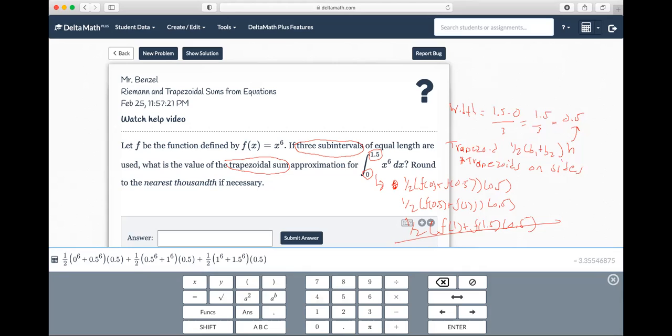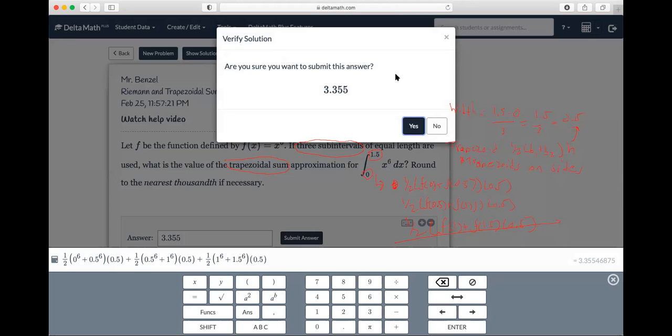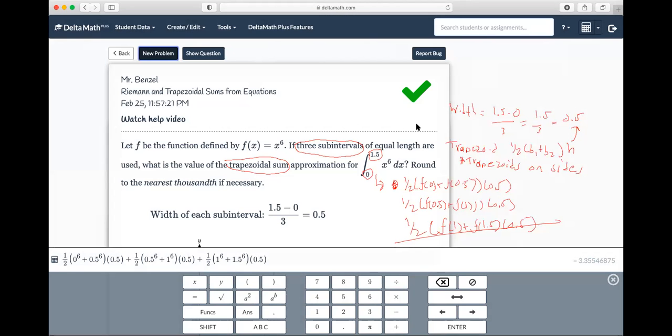So 0.5 is the width of the trapezoid, turned on its side. And we are looking at about 3.355. That is our final answer. It's pretty darn good, I think. And there we go.